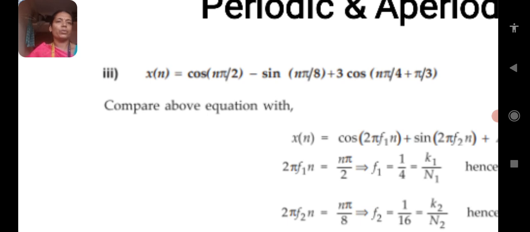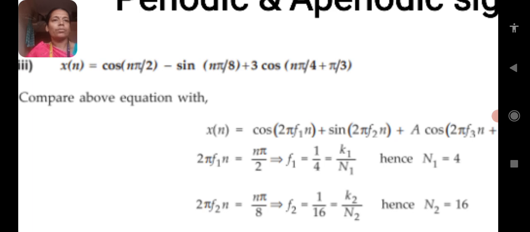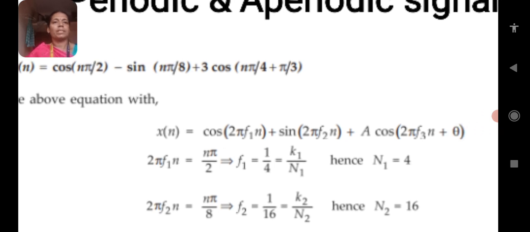X of n is equal to cos 2 pi f1n (this is the first function) plus sine 2 pi f2n plus 3 cos (2 pi f3n plus theta). Since the last function is given with the phase shift, it is represented with the help of a theta. So this is the complete x of n. And we have to equate every term with the standard function 2 pi f1n, 2 pi f2n, 2 pi f3n.